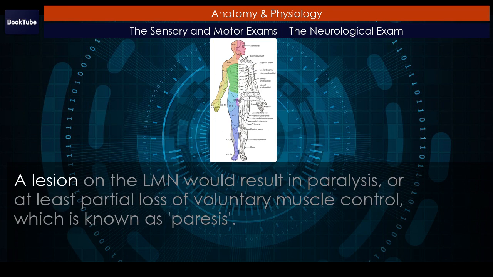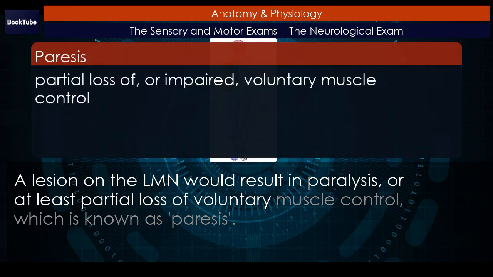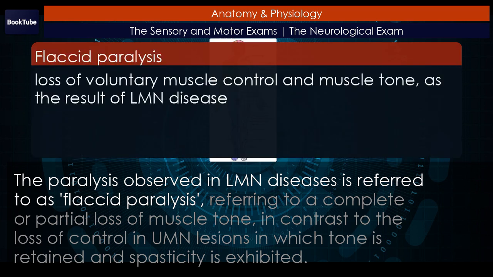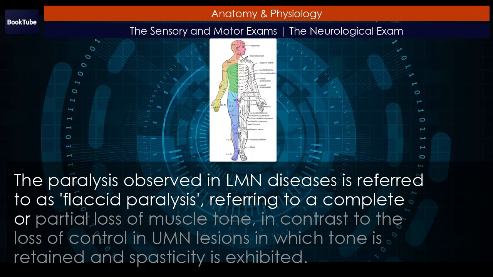A lesion on the LMN would result in paralysis, or at least partial loss of voluntary muscle control, which is known as paresis. The paralysis observed in LMN diseases is referred to as flaccid paralysis, referring to a complete or partial loss of muscle tone, in contrast to the loss of control in UMN lesions in which tone is retained and spasticity is exhibited.